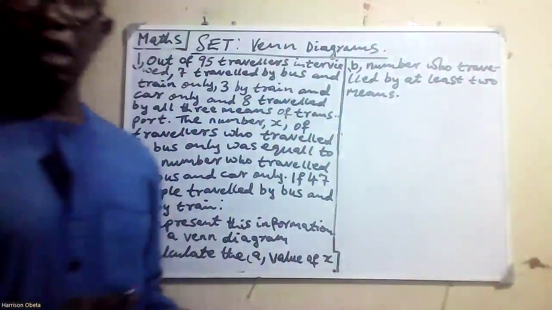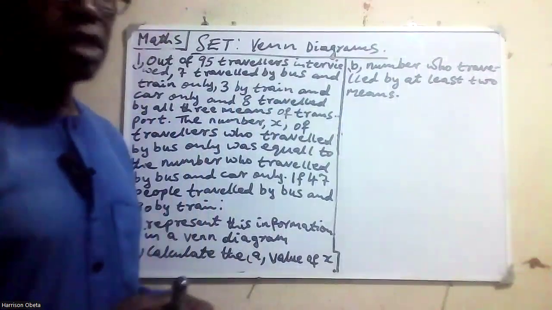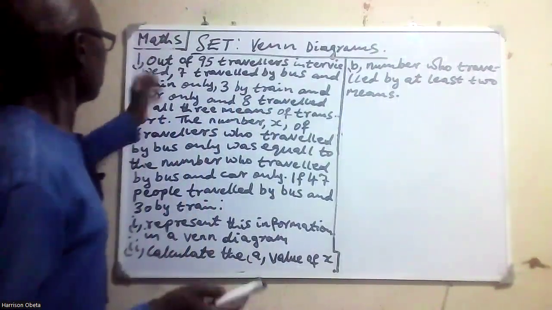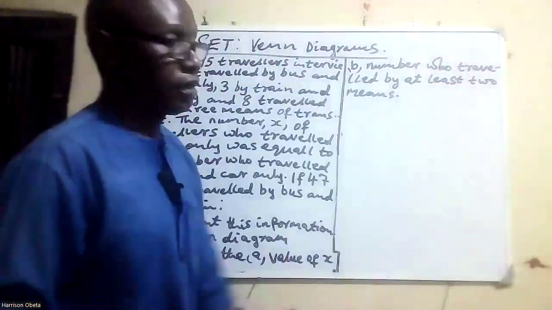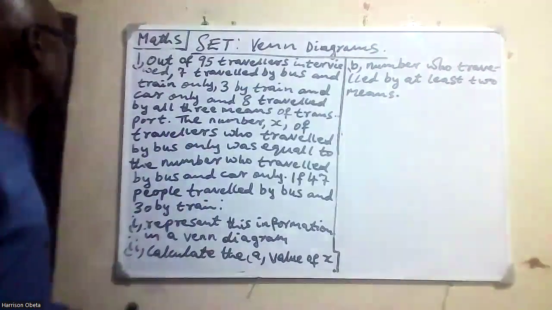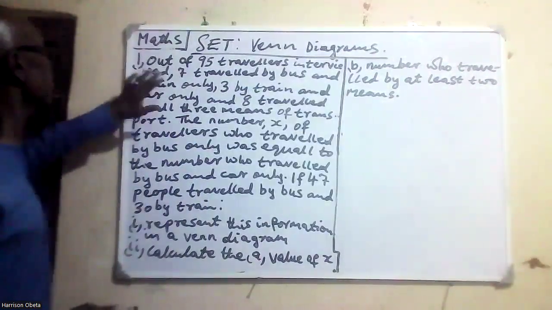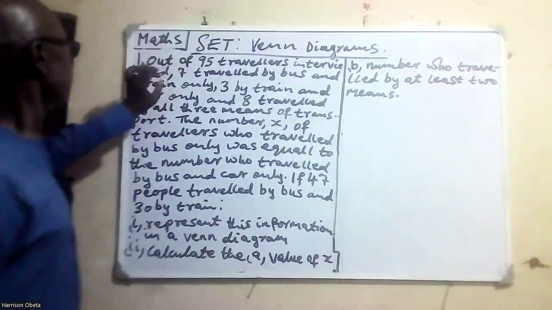So, yeah, welcome back. Today, I'm going to treat some questions under sets, and that is Venn diagrams. The first question is this, and it goes like this.